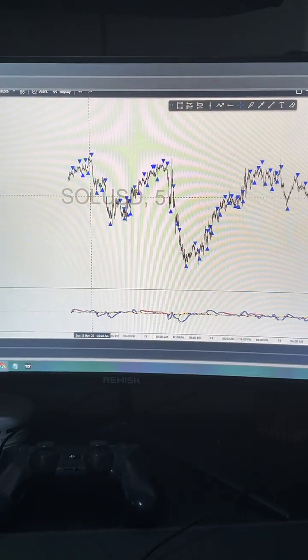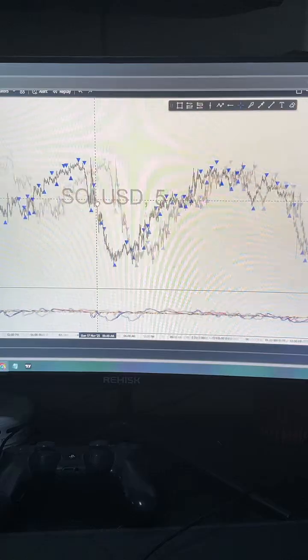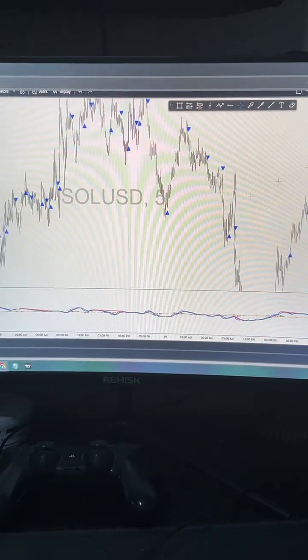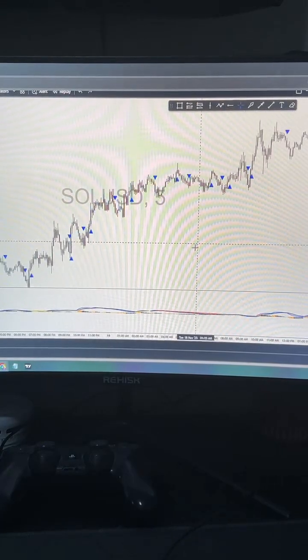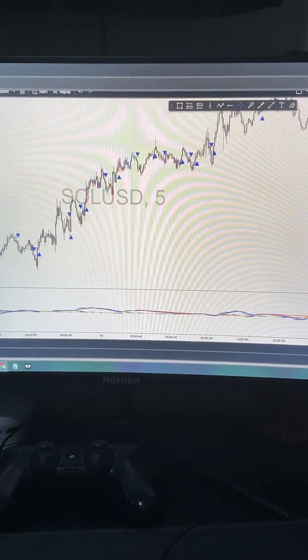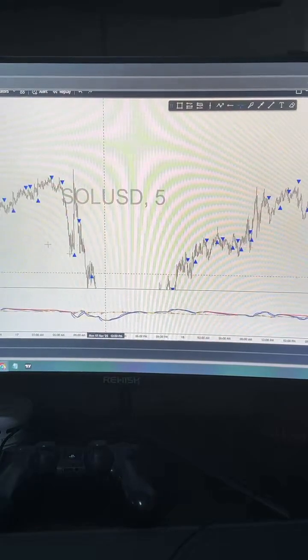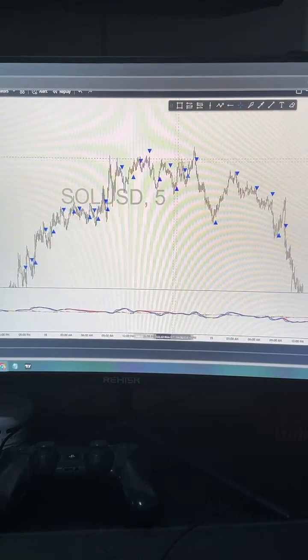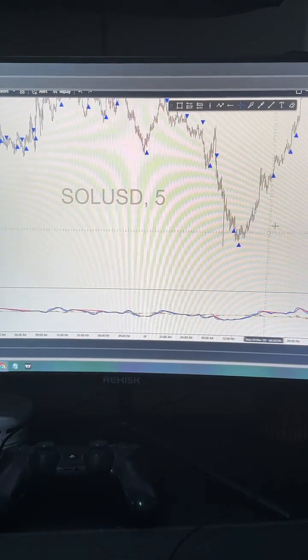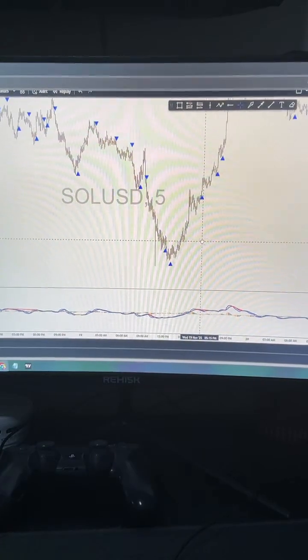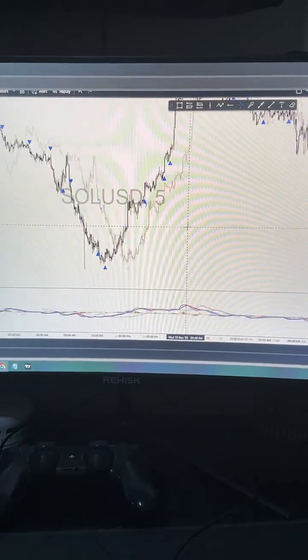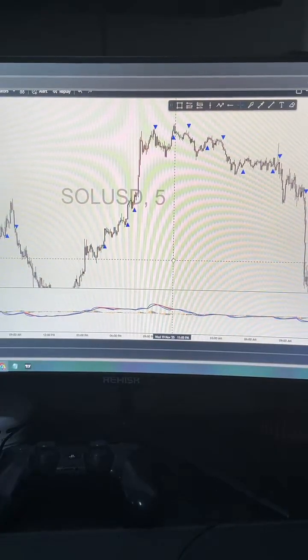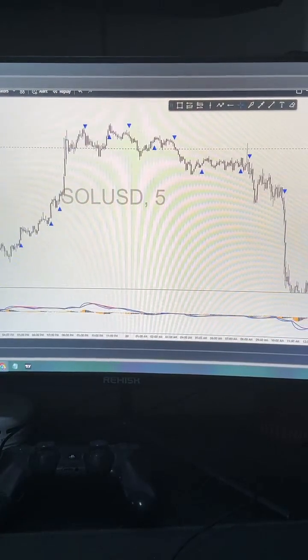Actually, you know what? I don't even need to find that. Look at this right here. This trend is a trend in itself. Look at this. Boom. You see this? This is a candle. This is a candle. This is a candle. These are candles. What you're seeing is the trend of these candles.